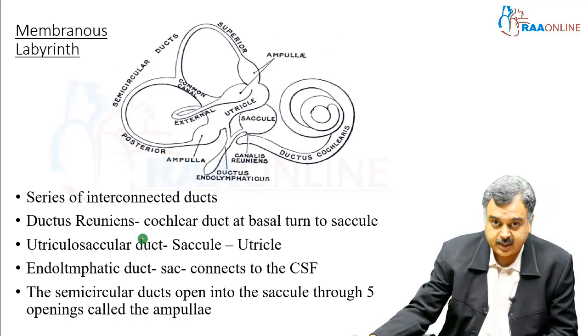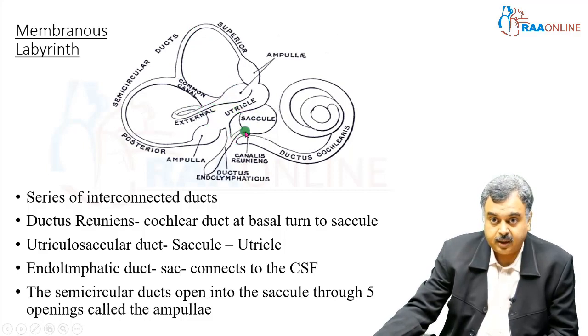So this is the membranous labyrinth. You can see everything is interconnected. You have the semicircular canals, then the utricle and the saccule, and from the saccule you have the ductus endolymphaticus, or the endolymphatic duct, which ends in an endolymphatic sac and communicates with the CSF. The ductus reuniens is the connection between the saccule and the cochlear duct, and this is the cochlear duct with 2 and 3/4 turns.